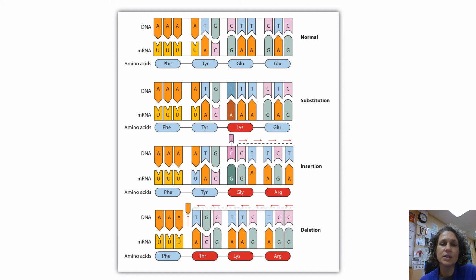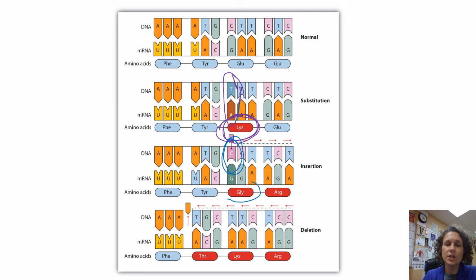Substitution, so notice in substitution, this little guy right here ends up changing things. The DNA changes, you get a different letter there, which means you have a different match to it on the mRNA, which means you get a different amino acid in your chain, which means potentially your protein is different. So that could definitely cause a problem. All right, then the next, the insertion, which we called addition. If this C gets added in, it moves everything down by one, that's called the frame shift.